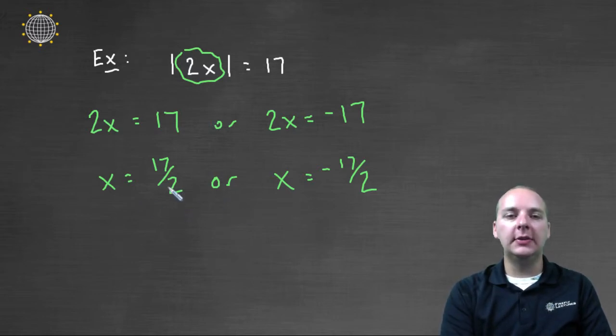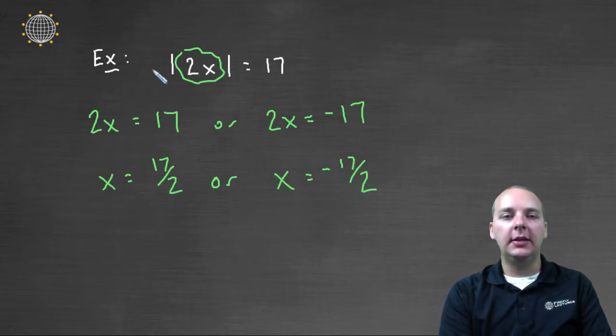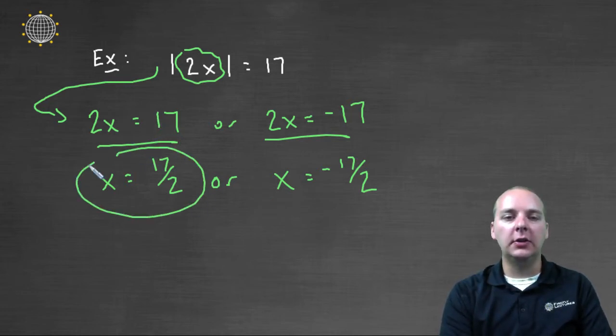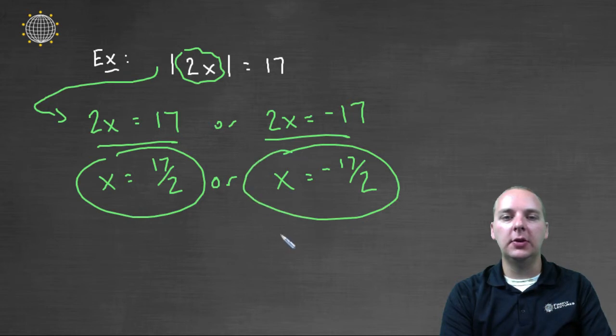Either way is fine, but the main objective is to rewrite this as two equations that don't have absolute values that you can finish solving. So we get these two solutions here.